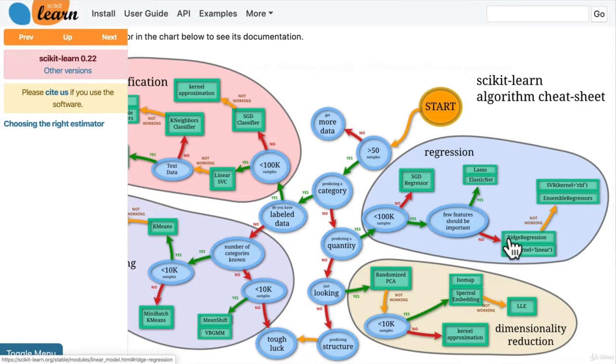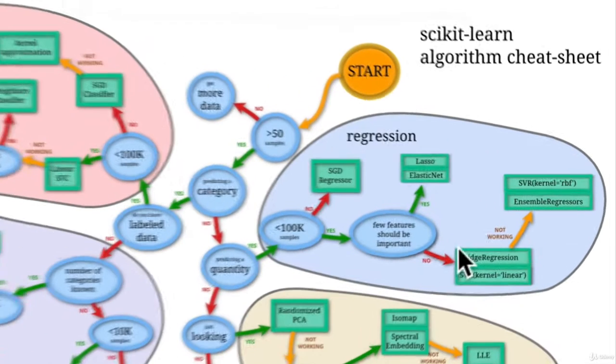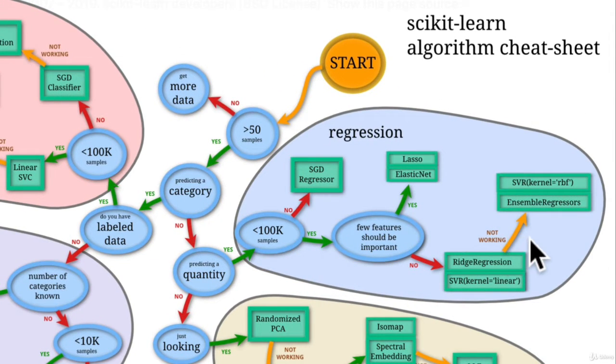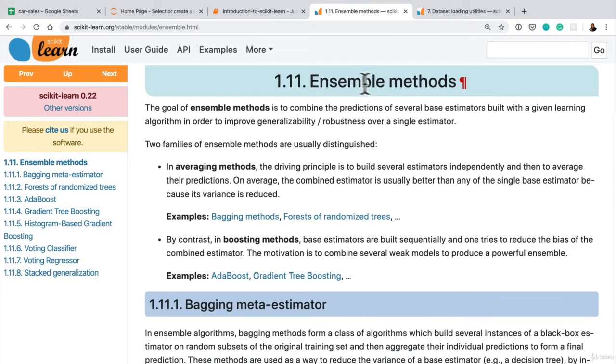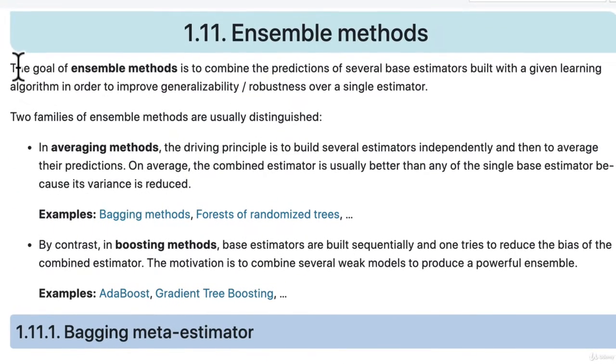And now we found ridge regression because we answered a few questions to get us to here. And we figured, well, that's not working, so we might try something else. And that's where we get upon to ensemble regressors. Let's click on that and see what it says. Ensemble methods. The goal of ensemble methods is to combine the predictions of several base estimators built with a given learning algorithm in order to improve generalizability, that's a big word, robustness, far out, I can't speak, over a single estimator.